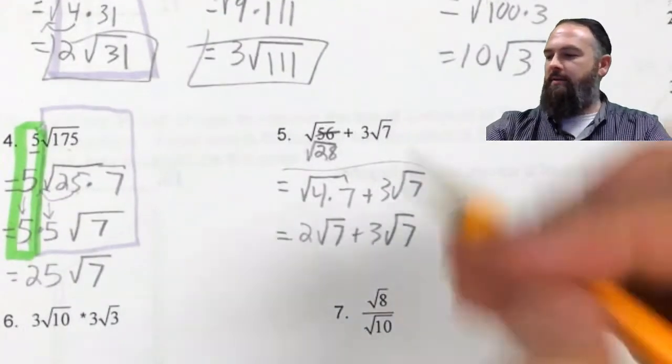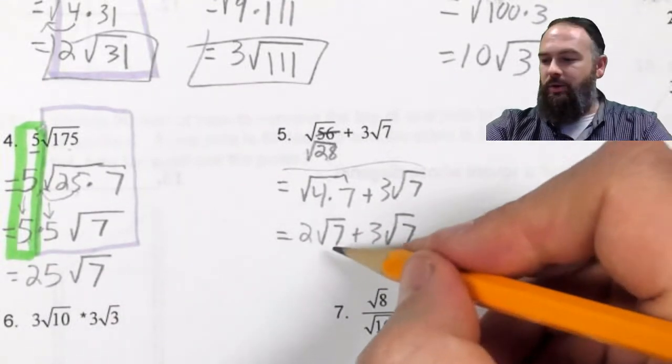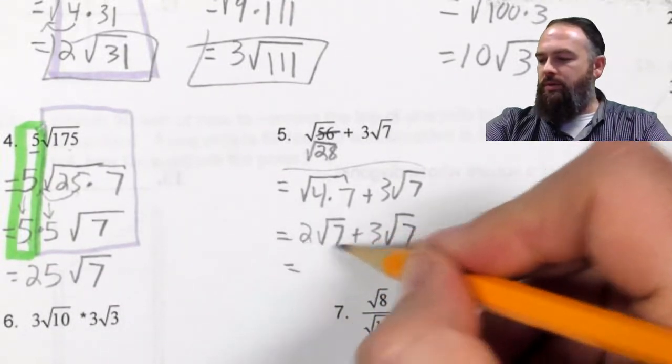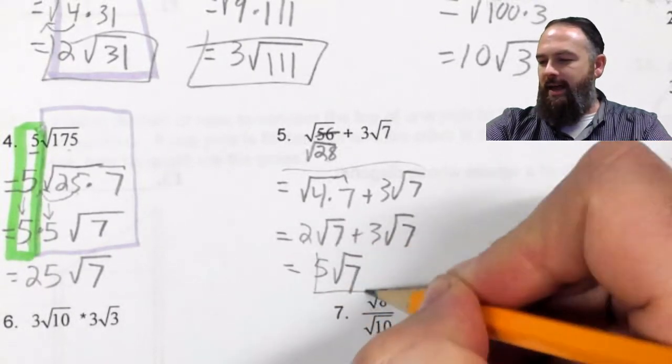Now that I have the exact same radicand on both, well, now I can go ahead and add those two coefficients. So 2 root 7 plus 3 root 7 is 5 root 7. And that is the answer.